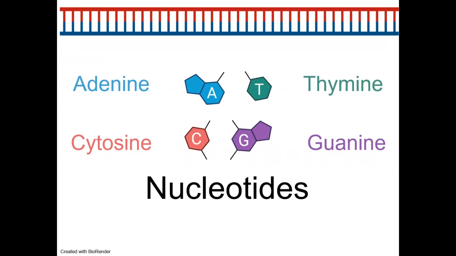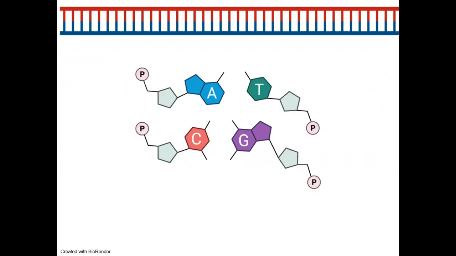For simplicity, we are going to assign specific colors and letters to each nucleotide. To construct the DNA structure that looks like a ladder, adenine and thymine always pair with each other with 2 hydrogen bonds. Cytosine and guanine always pair with each other with 3 hydrogen bonds. Remember A to T and G to C. Each hydrogen bond is weak, but there are a lot of them keeping the 2 strands of DNA together.